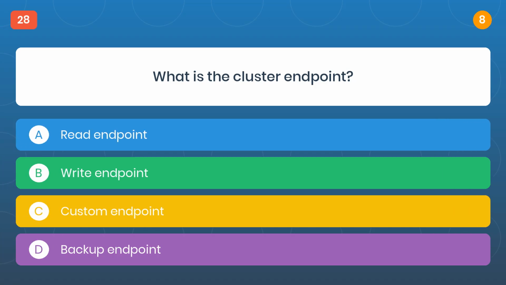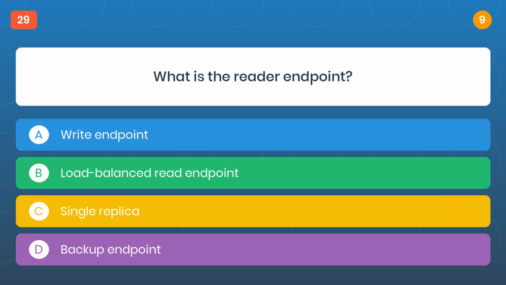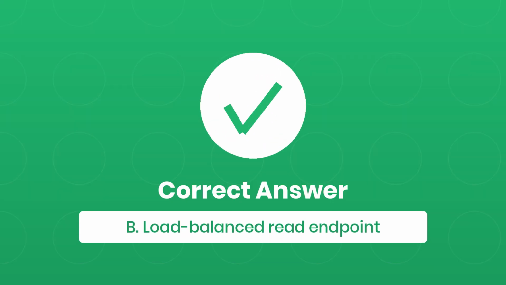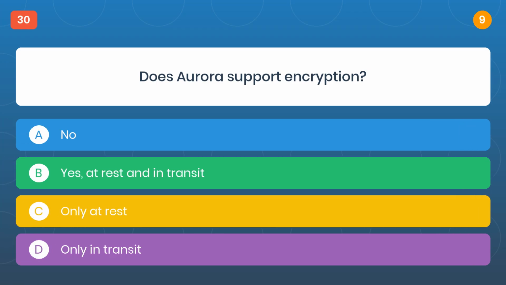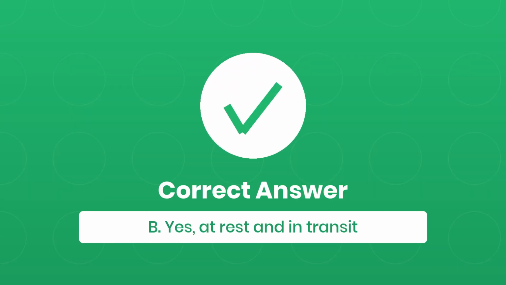Question 28. What is the cluster endpoint? The correct answer is B, write endpoint. Question 29. What is the reader endpoint? The correct answer is B, load balanced read endpoint. Question 30. Does Aurora support encryption? The correct answer is B, yes, at rest and in transit.